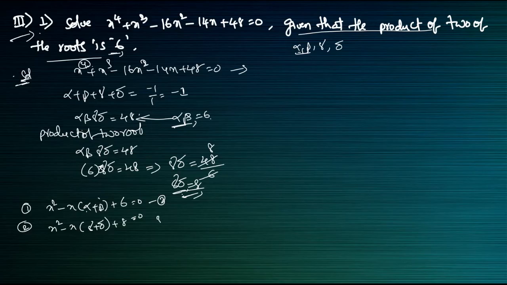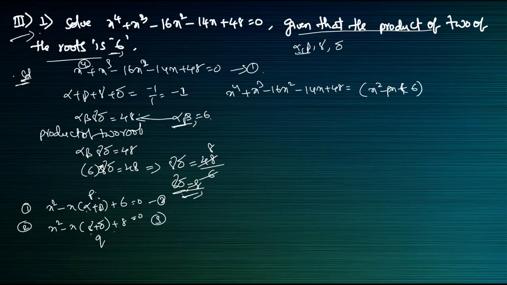So this is 2, this is 3, and this is the first. So from these 1, 2 and 3, we can write it as x power 4 plus x cube minus 16x square minus 14x plus 48 is equal to, so here x square minus x into (alpha plus beta), I will take p here, and gamma plus delta, I will take q here. So it means (x square minus px plus 6) into (x square minus qx plus 8) is equal to this.